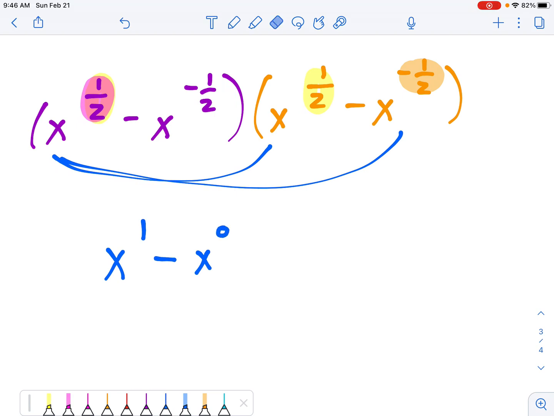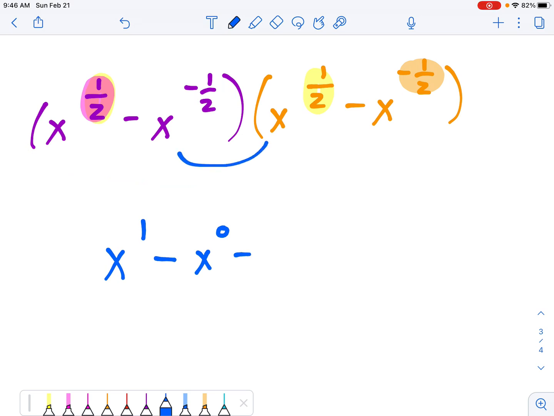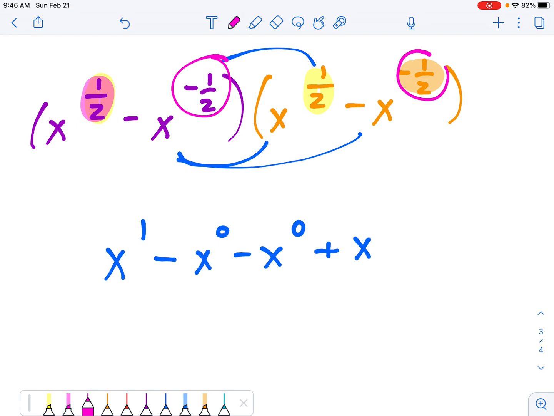Now don't cross off that term yet. We'll talk about what's going to happen soon. Here we'll have a negative x. When we add our exponents, negative 1/2 plus 1/2 is 0. And lastly, a negative times a negative is a positive. We have our x. Negative 1/2 plus a negative 1/2 is going to give us negative 1.